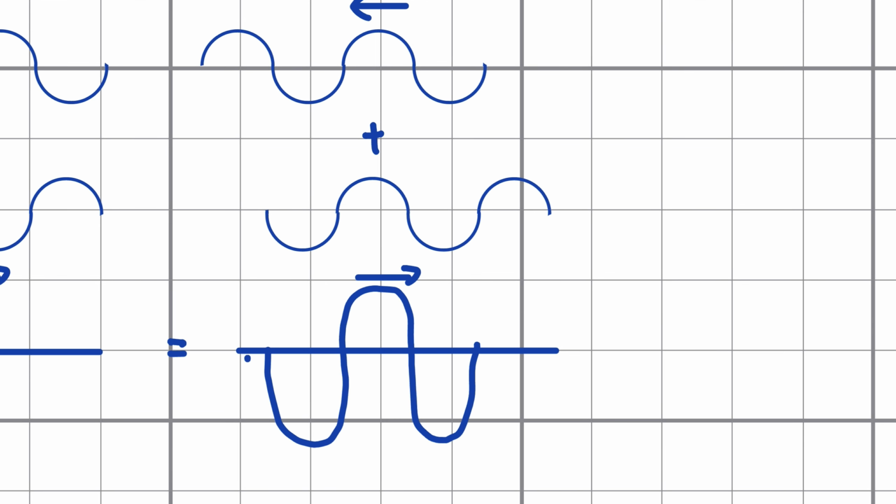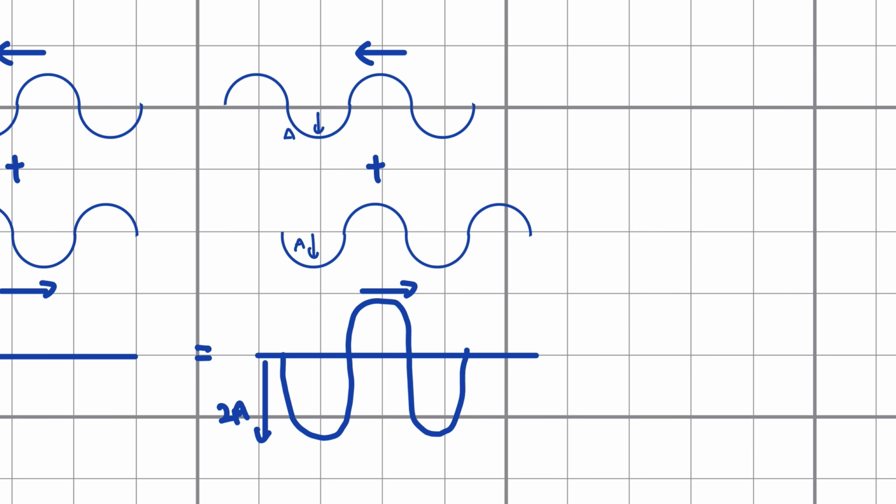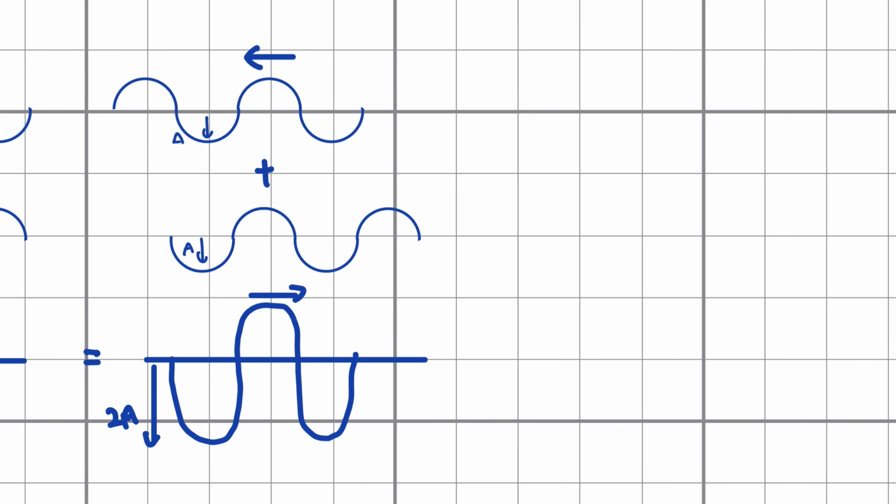So the amplitude here will equal 2A, but it's on the negative side. Because this is A, this is also A, right? I'm going to write down here, this is A, this is also A. So you get 2A here. Right, this is the product of interference. Now if another quarter period passes by, what happens to the superposition between the two waves?